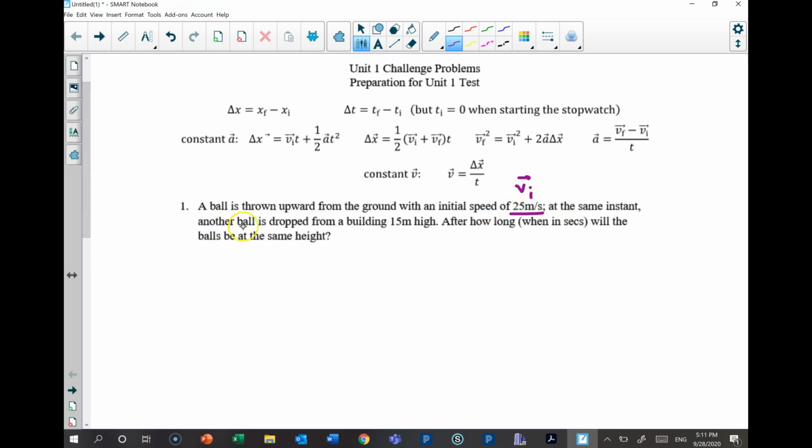At the same instant, another ball is dropped from a building 15 meters high. So this ball has as its starting height, or its initial y position, 15 meters. When they say dropped, what they mean is dropped from rest. So the initial velocity is 0.